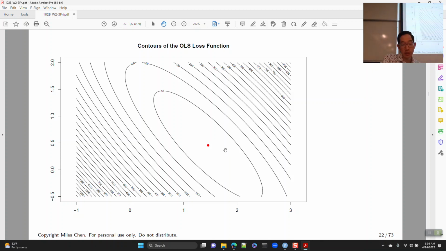So this is the value of W1 and W2 that would minimize the OLS. And as we deviate from this, we can see the loss function gets bigger and bigger and bigger. Okay.